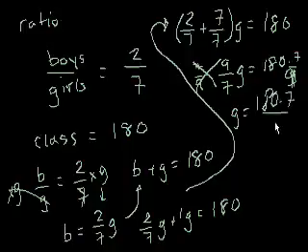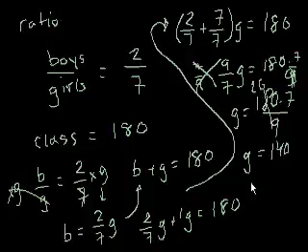Well, 180 divided by 9, this is just 20, right? So g is equal to 140. And so if there are 140 girls in the room, how many boys are there going to be? Well, we know that the whole class is 180 people. And we know b plus g is 180. So the boys are equal to 40.